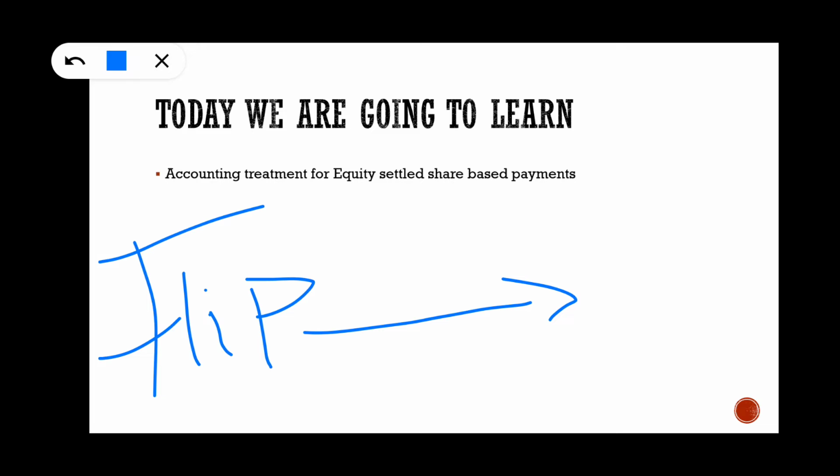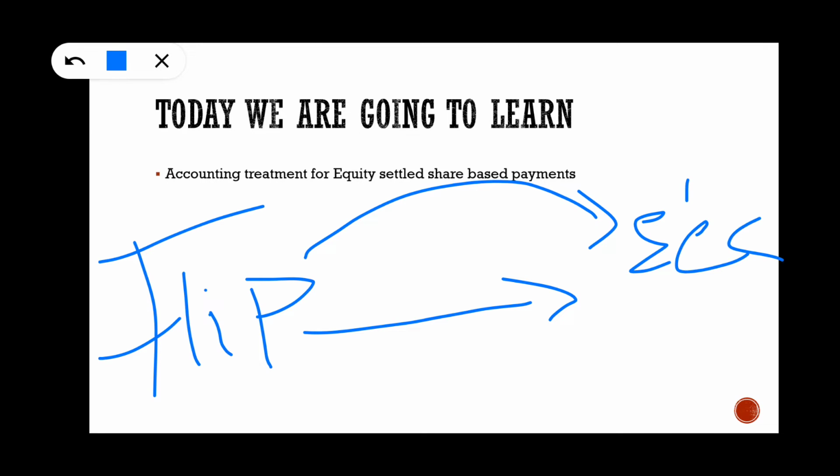We have given some shares to our employees, ESOPs, and how to account that in the books. Then the answer is this video. So this video says how to account equity settled share based payments. Equity settled share based payment means giving ESOPs to the employees or ESPPs to employees.